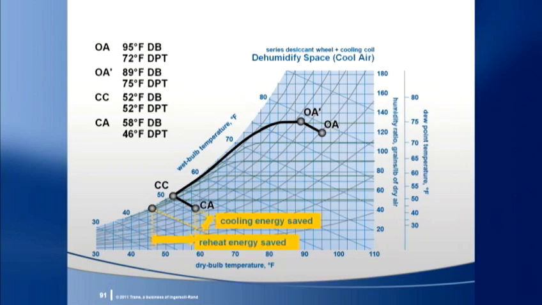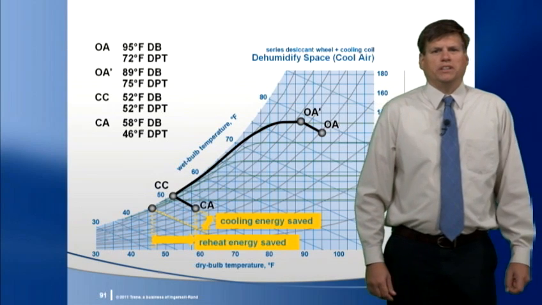Because the cooling coil does not need to dehumidify the air all the way to a 46-degree dew point, this configuration reduces the required cooling capacity by 13%. And since the process of absorption raises the temperature of the air, it also saves 12 degrees of reheat needed to warm the air back up to 58 degrees. Both of these savings are the same as what the series air-to-air heat exchanger provided.